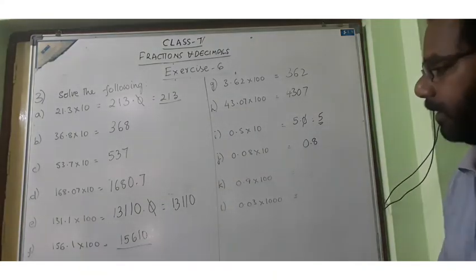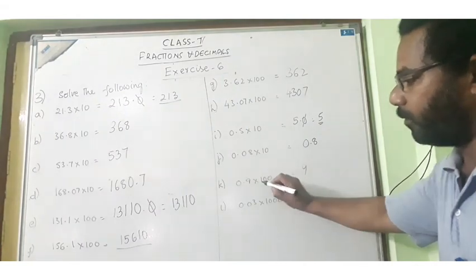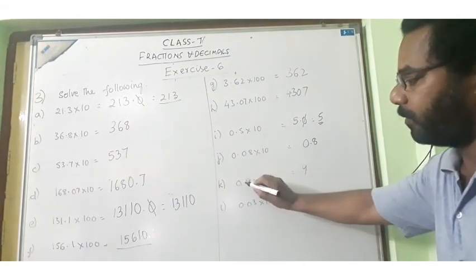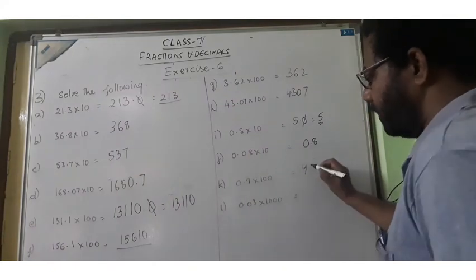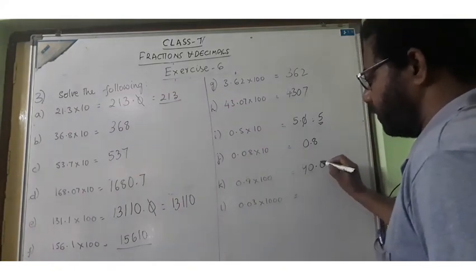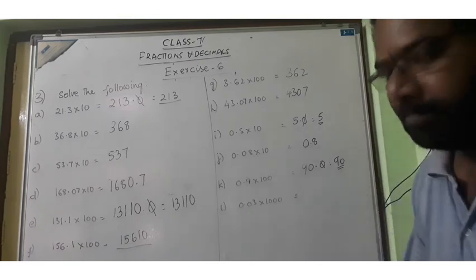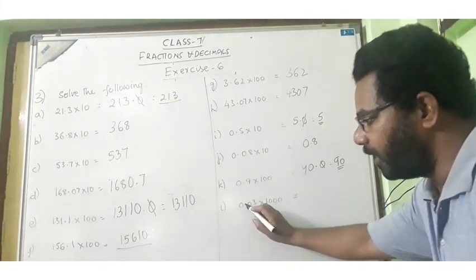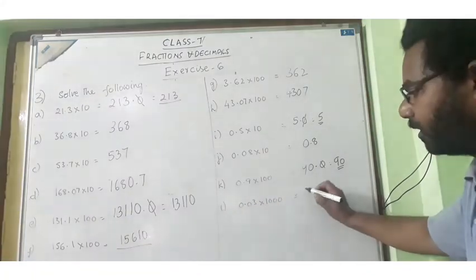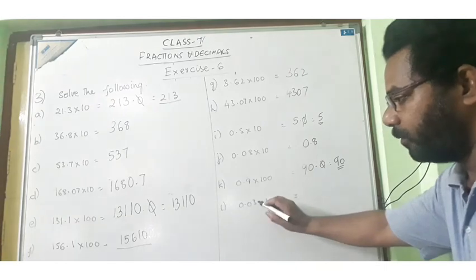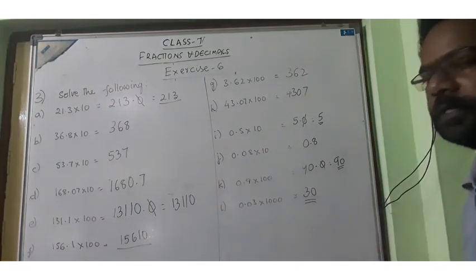So 0.8. 0.9 into 100. So 9 into 1 is equal to 9. After that 2 digits it is jumping. Okay, 2 digits means we have only 1 digit. So another digit you have to put 0. 90.0 means its answer is equal to 90. 0.03, after the decimal 2 digits only, but it is multiplying with 1000. So 0.03 has 2 digits and another digit. The final answer is equal to 30.